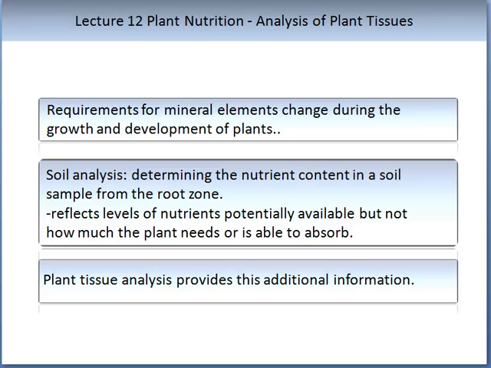Soil analysis is a method that we can use in order to determine the nutrient soil content. And this will give you an idea about how to manage your soils long term. Plant tissue analysis provides additional information and allows you to adjust within season nutrient deficiencies.